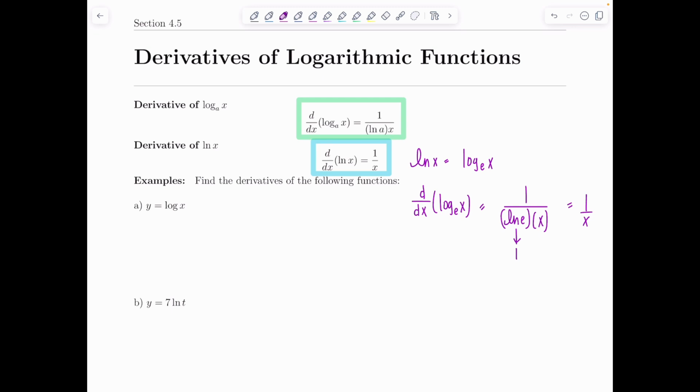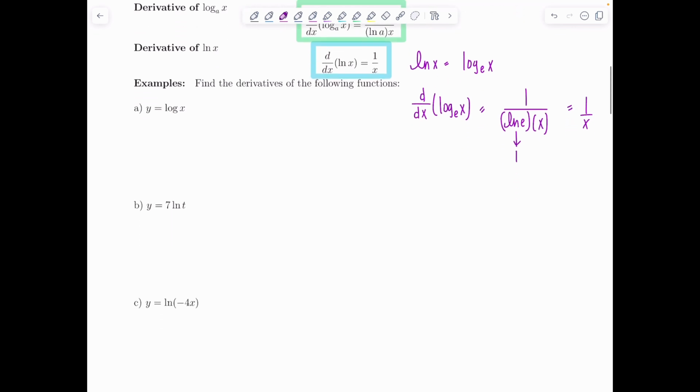So let's apply these new differentiation rules and find derivatives of some functions. So find the derivatives of the following functions. First one we have is just plain old y equals log of x. This is a common log. When we don't write the base, it means it's assumed to be 10. So if you want to go ahead and put that in so you know, and it's staring you in the face, that might be helpful.